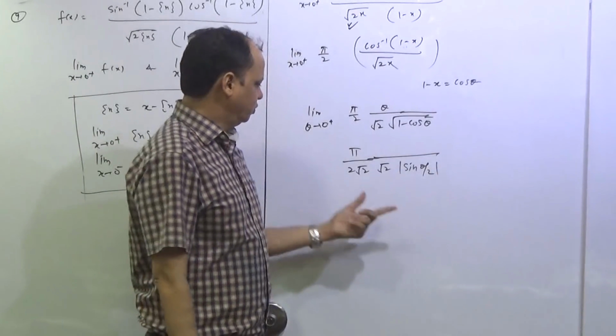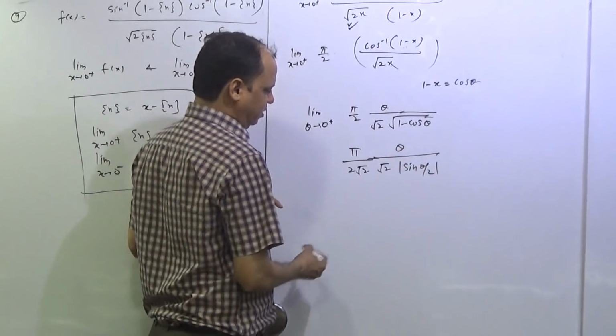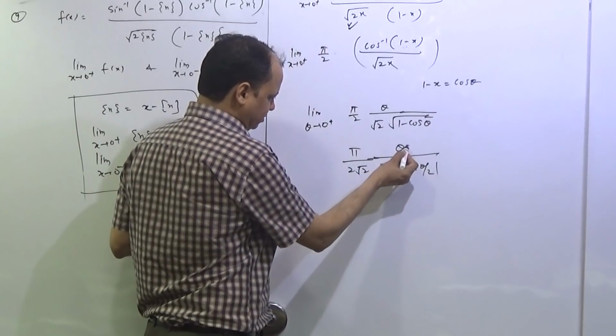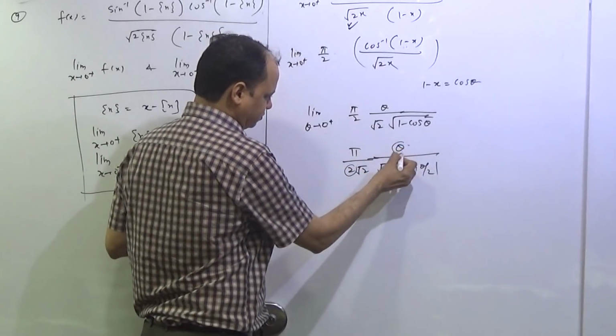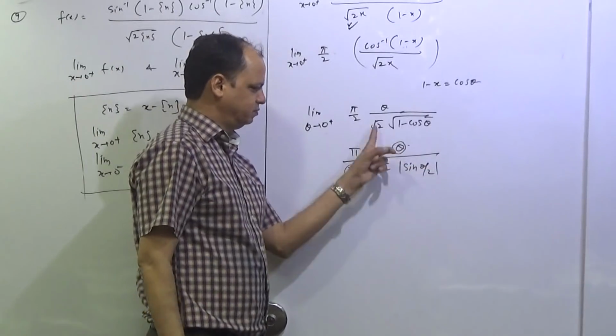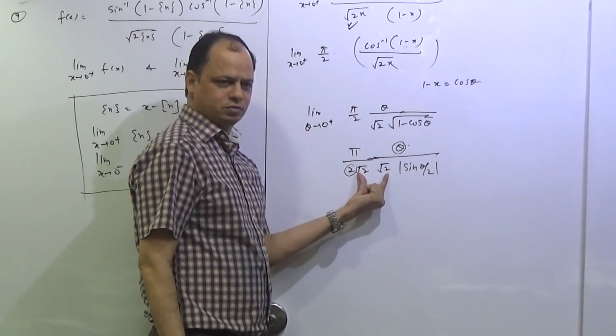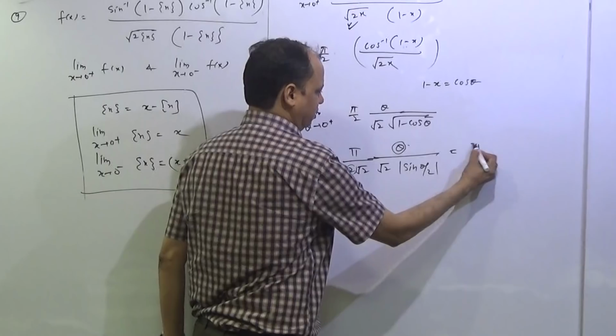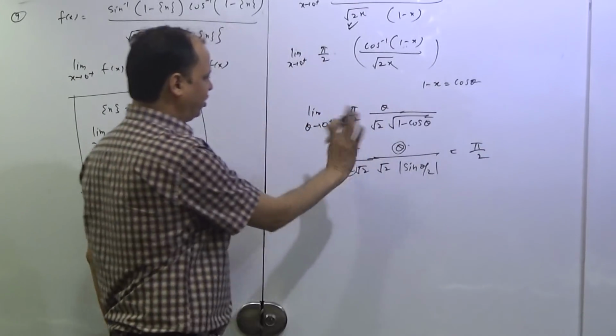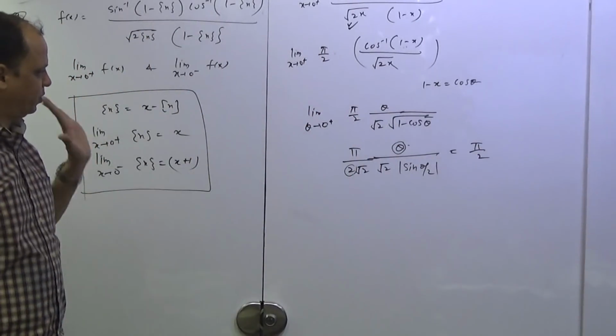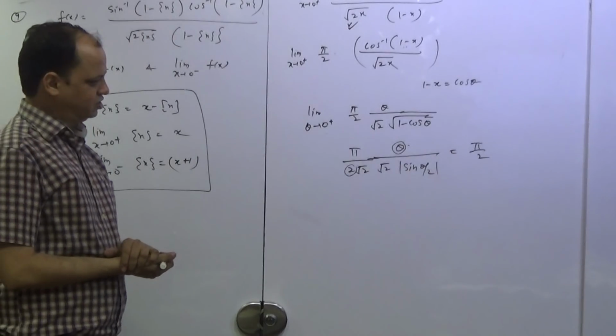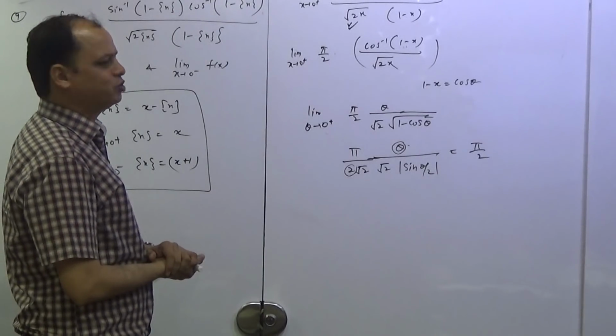Sin theta by 2, and theta is there in the numerator, and 2 is over here. This theta by 2 will become 1. What is left? Pi by 2. Only pi by 2. Just verify if we have not left anything. It's going properly, right? Similarly, you can solve for limit tending to 0 minus.